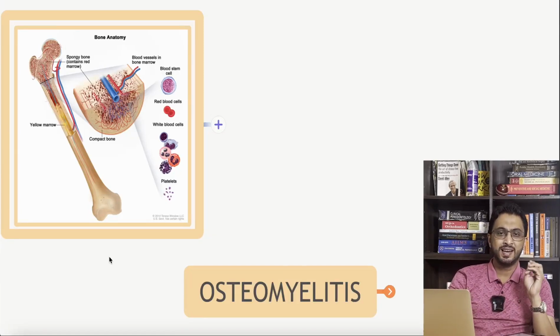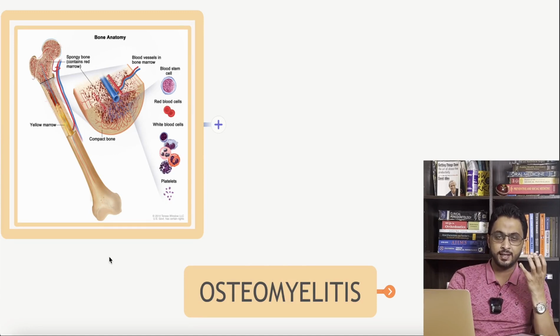So in our last clinical discussion, we talked about osteomyelitis. We differentiated it from similar lesions like condensing osteitis. We differentiated it from various lesions of cementum. So we touched here and there on osteomyelitis.